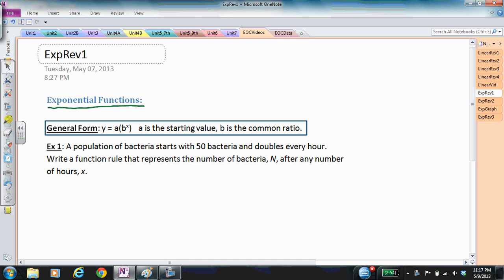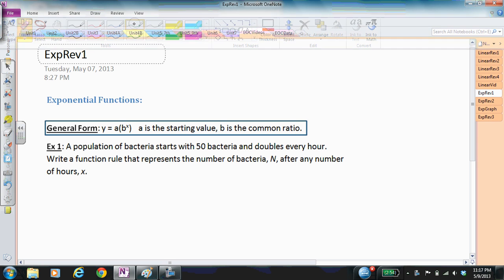So we're going to be talking right now about exponential functions. So this is off the review that I gave you in class. Now, nice thing about exponential functions is unlike linear functions, there's not a whole lot of forms to remember. There's really only one form to remember.